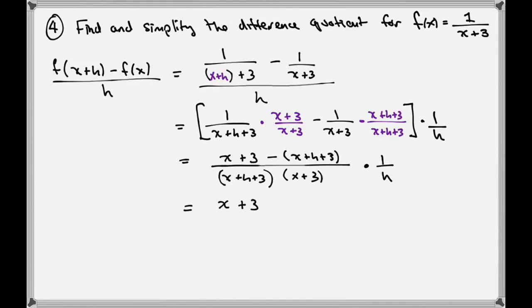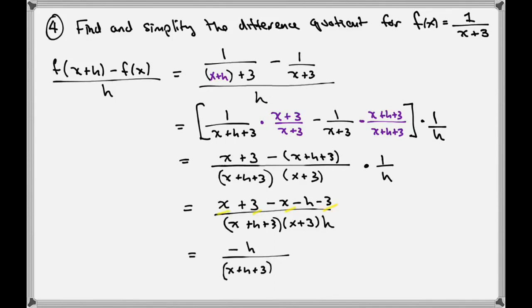I've got x plus 3, then minus x minus h minus 3, distributing the minus sign. And I have my factor of h that I'm just going to bring under the common division here. The x's and the 3's cancel in the numerator. I'll be left with minus h. And that minus h, a factor of h, will cancel with the 1 in the denominator, giving me minus 1 over those two factors. And now we've found and simplified the difference quotient for this function as much as possible.